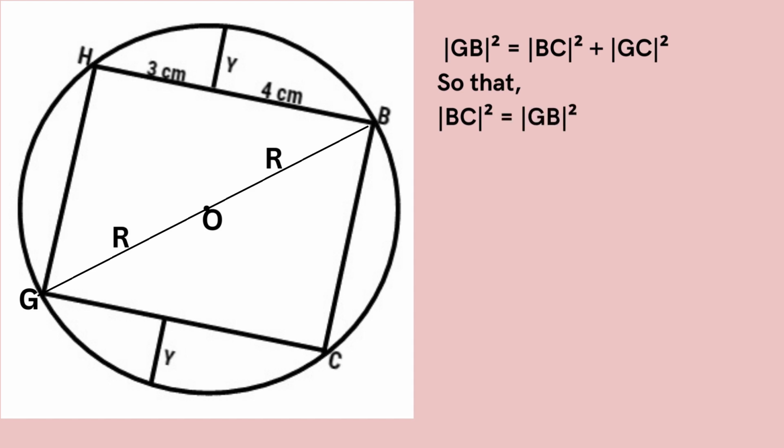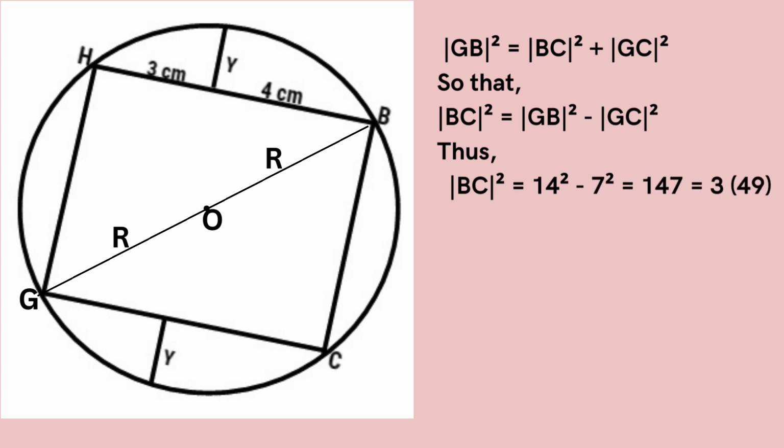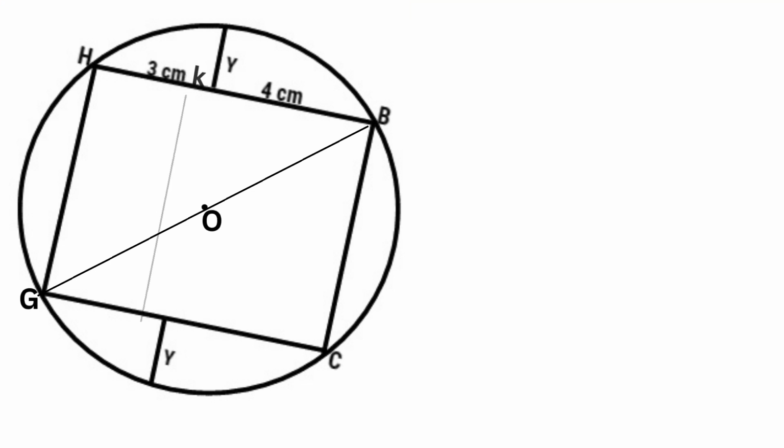the square of GB equals the sum of the square of BC and the square of GC. So that, by solving for the square of BC, we have that BC squared equals 147. Find the square root of the equation to have that BC equals the product of 7 and the square root of 3.